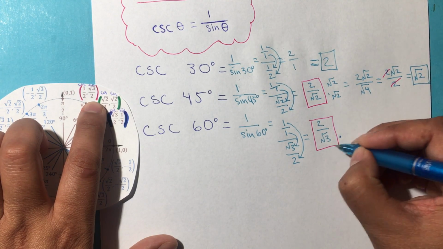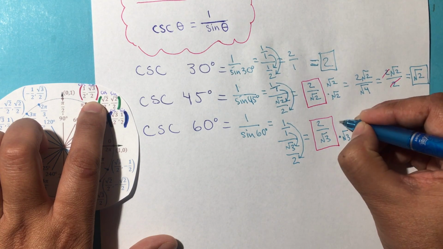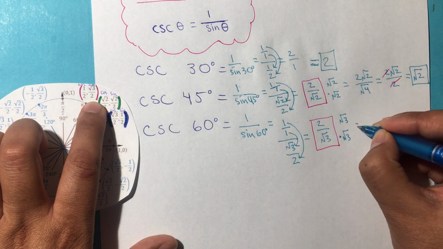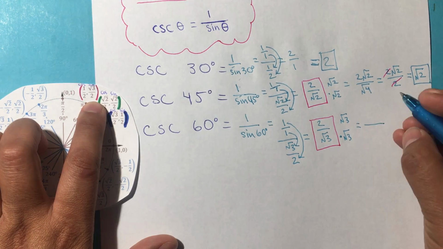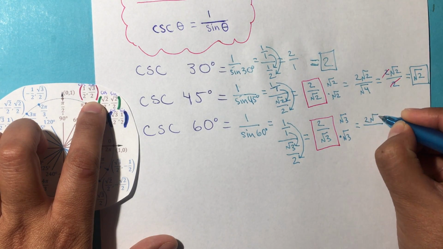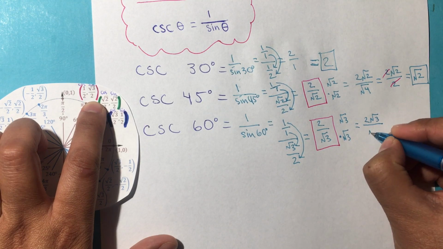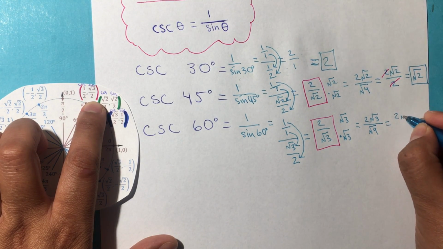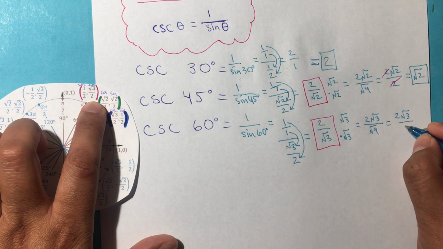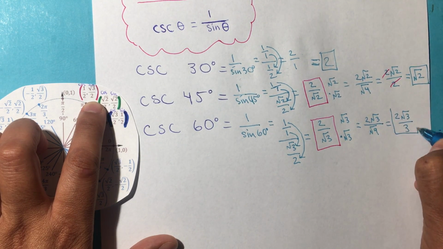We multiply by whatever is in the denominator. 2 times square root of 3. 2 times the square root of 3 is 2 square root of 3, over the square root of 9. So 2 square root of 3 over 3, and that's all.